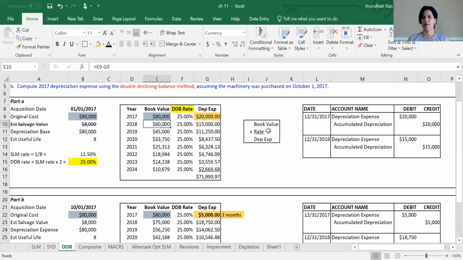So this is the double declining balance method. In the next video, we're going to look at yet another method of calculating the depreciation expense.